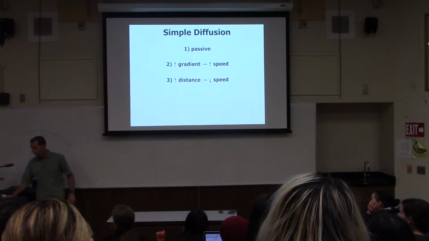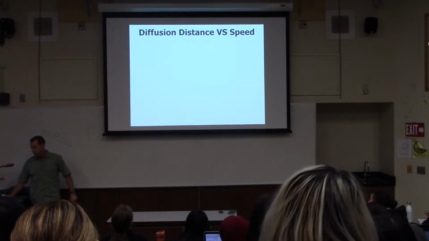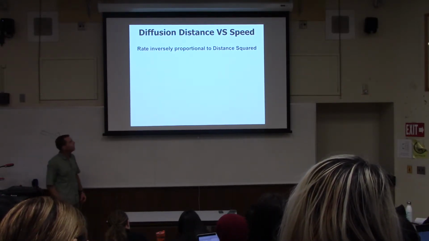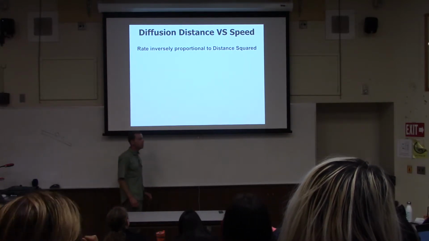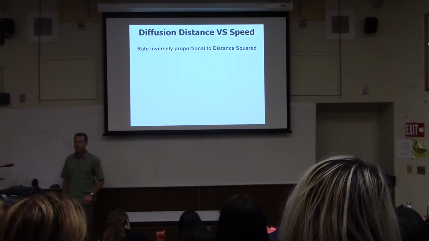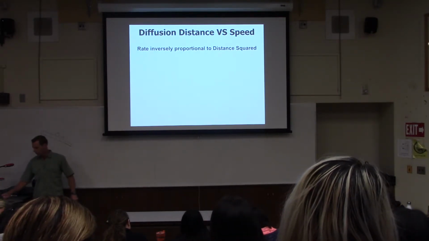All right, let's go ahead and look at this relationship between distance and speed. Diffusion distance versus speed. The rate of diffusion is inversely proportional to the distance squared. That makes perfect sense, right? What? All right, let's go ahead and pick this apart.